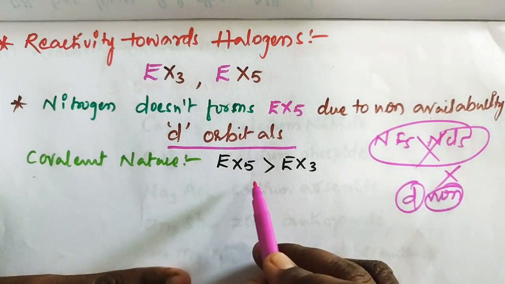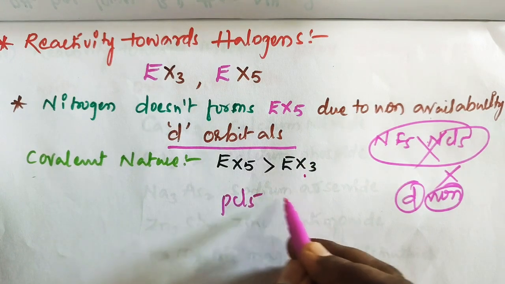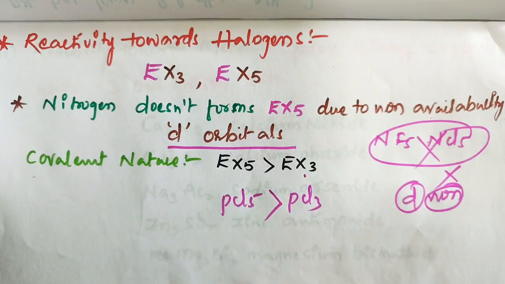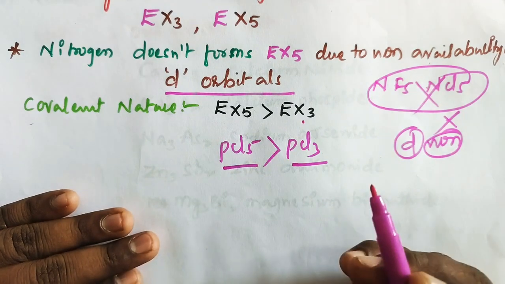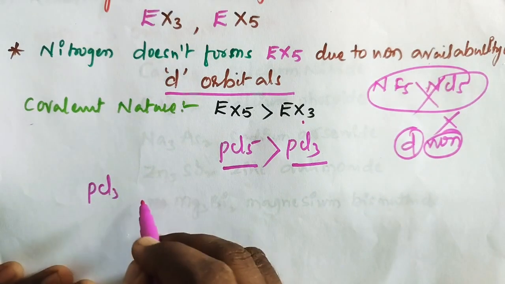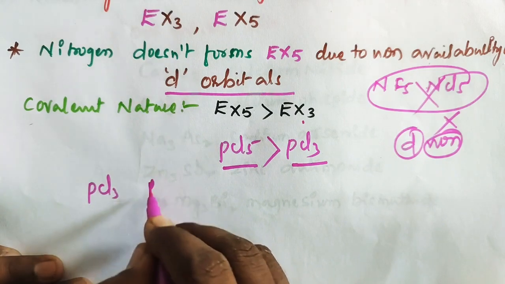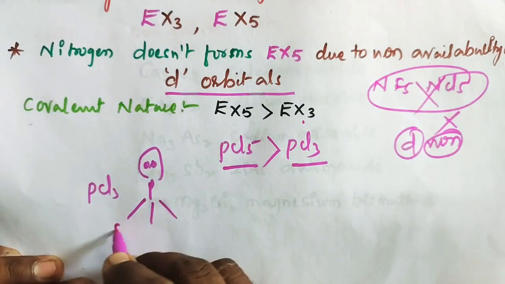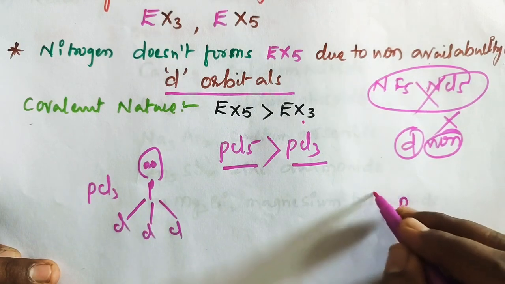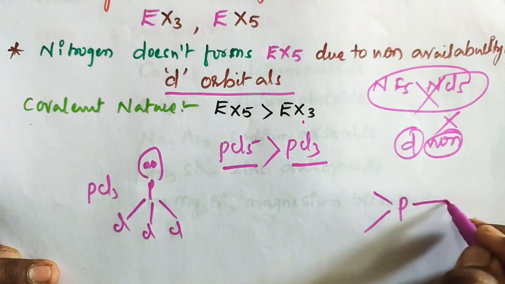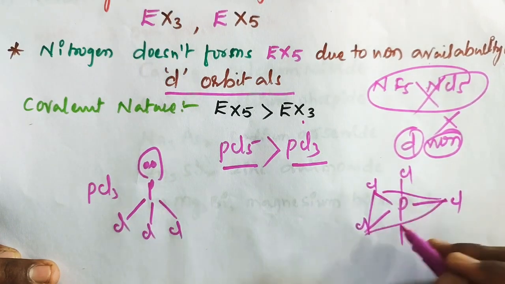And in covalent nature, EX5 is more covalent than EX3. For example, take PCl5 and PCl3. PCl5 is more covalent than PCl3. PCl3, phosphorus trichloride, has a pyramidal shape, like this. And PCl5, with five chlorines, has a trigonal bipyramidal shape.